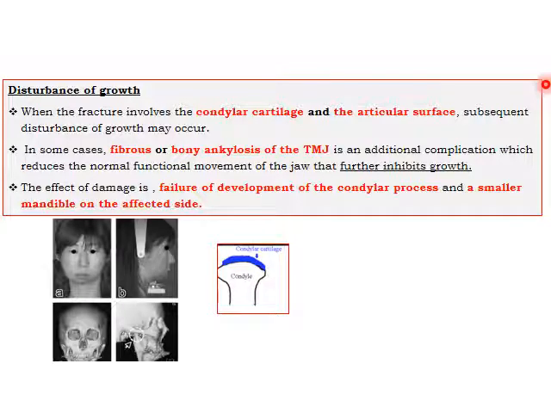And the effect of damage from fracture may lead to failure of the development of the condylar process. This damage in the condyle or trauma affects the development of the condyle, meaning there is no normal development, and a smaller mandible on the affected side.